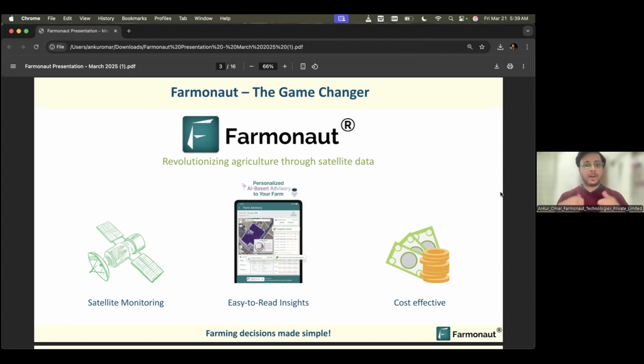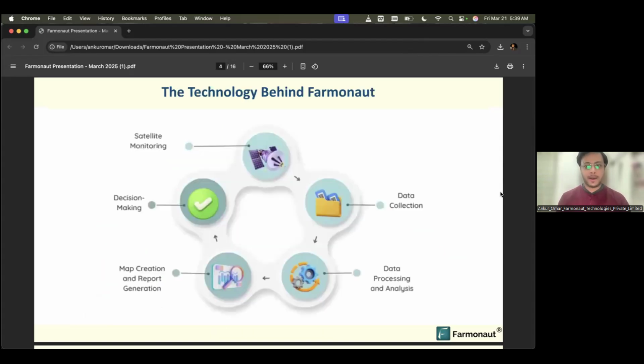I'll move into what data we provide, and actually a lot of case studies, and what scale Farmonaut is now operating at. So I'll move into that part. So how is it done?